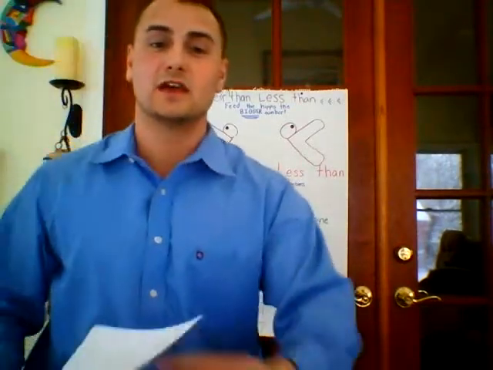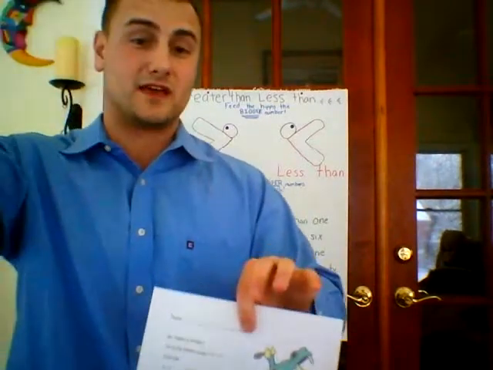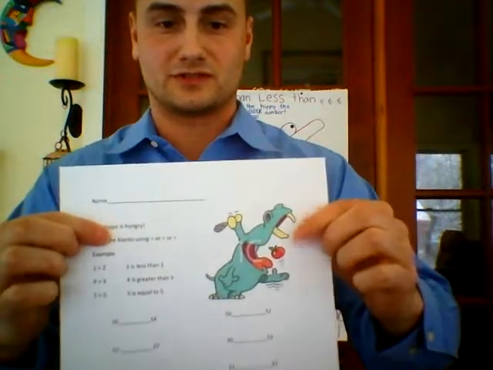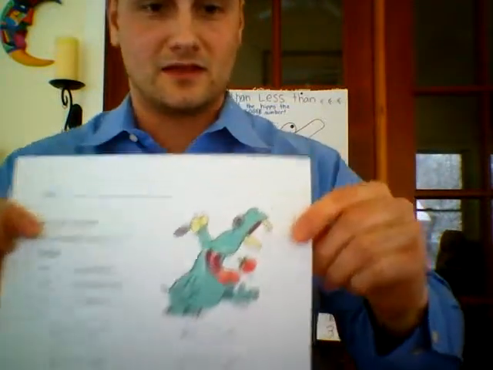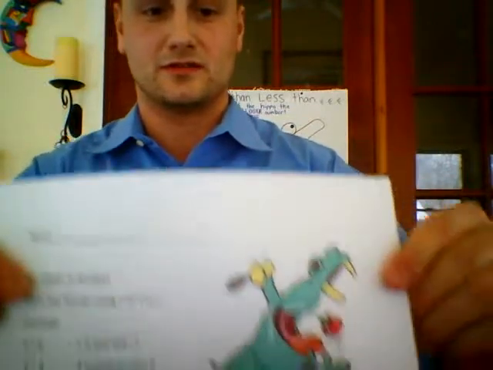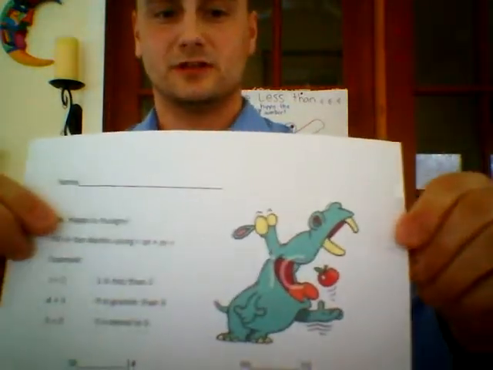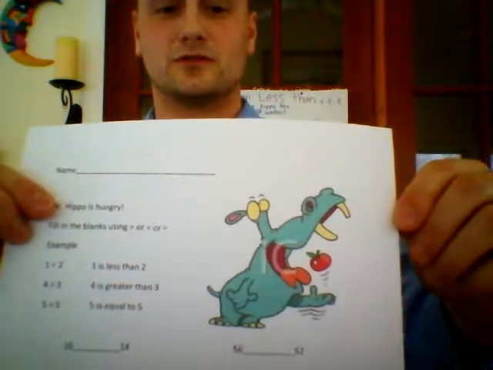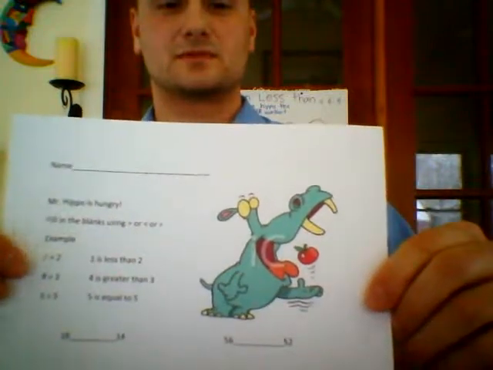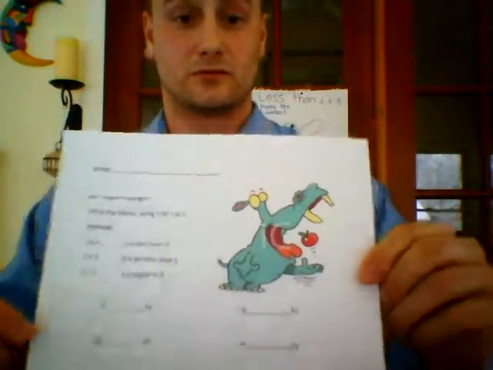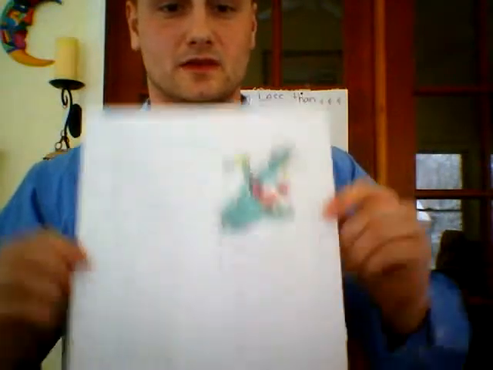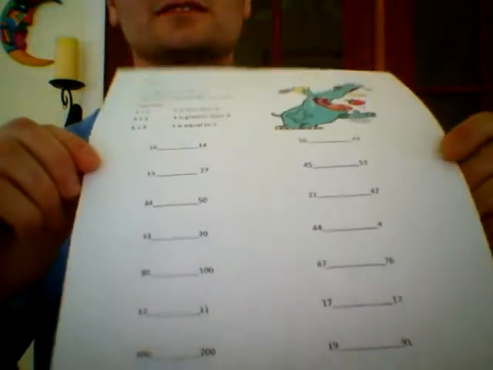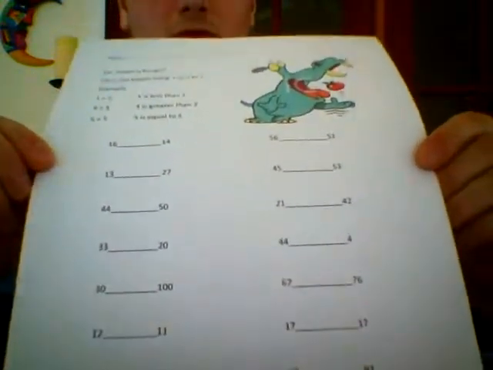So back to my activity that I'm going to have the students do when they go back to their desks from the carpet. This is a worksheet, of course, with Mr. Hippo here. And the directions, sorry, I'm getting up close here. The directions say, Mr. Hippo is hungry. Fill in the blank using greater than or less than or equal to. And then I give some examples over here so that they can refer to the examples if they are having trouble. Some of the problems are a little challenging and some are more simple.